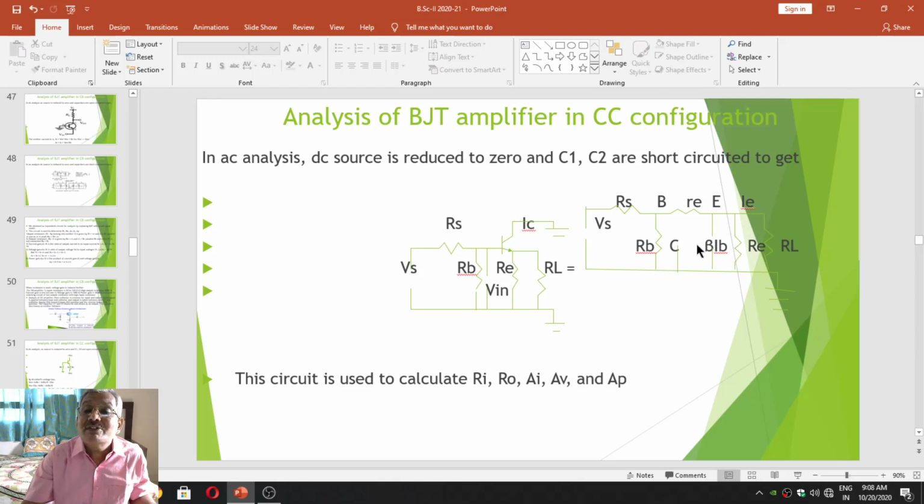Beta IB is the current source across which RE and RL are going to be connected. RL is in parallel with that of RE. This forms the AC equivalent circuit that can be used for the purpose of analysis.